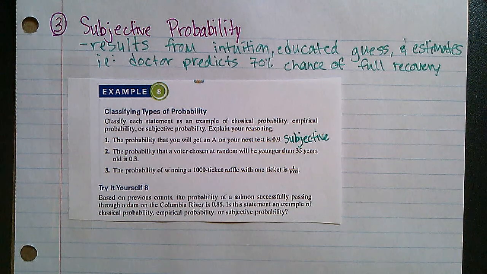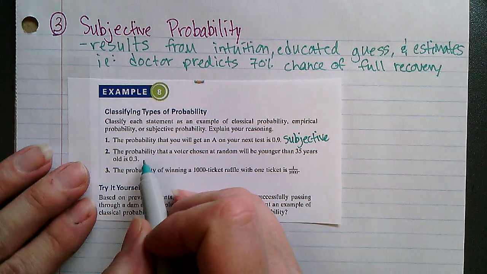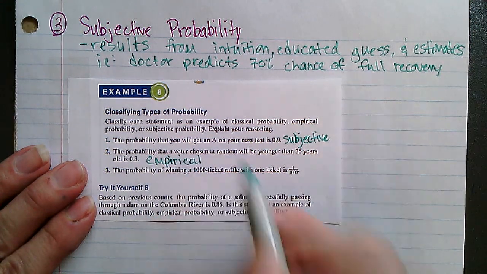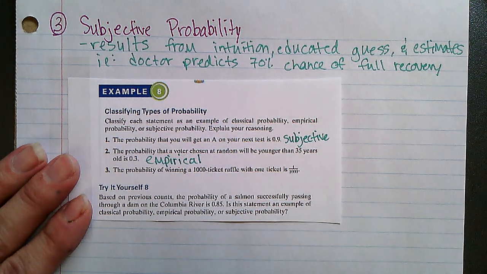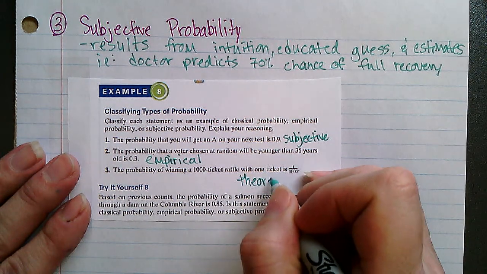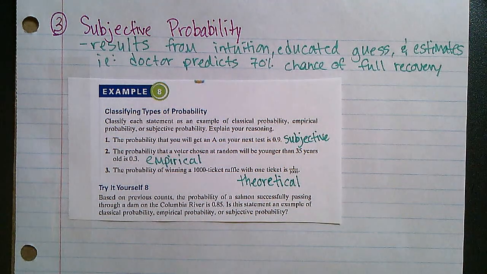The probability that a voter chosen at random will be younger than 35 years old is 0.3. So this one is going to be empirical because it's going to be based on data about the ages of all the voters. And then the probability of winning a raffle, if you have one ticket out of 1,000 that are in there, is theoretical because each ticket has an equally likely chance of being drawn.